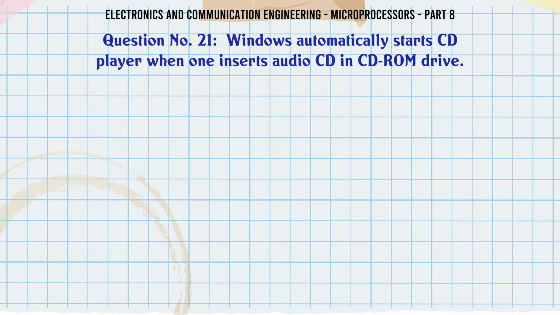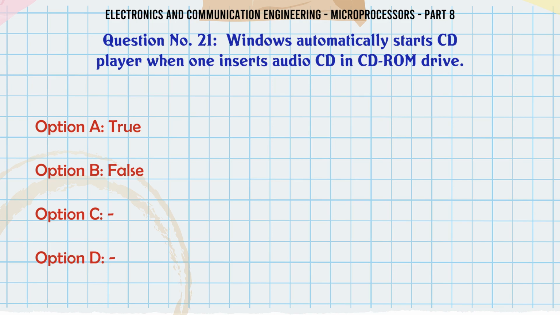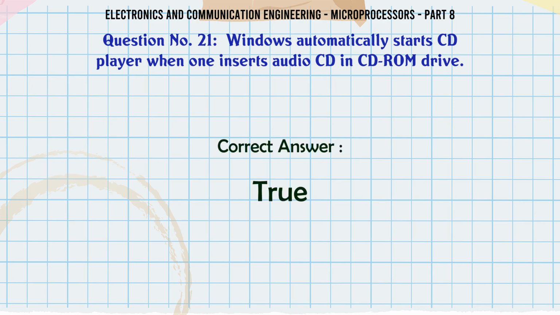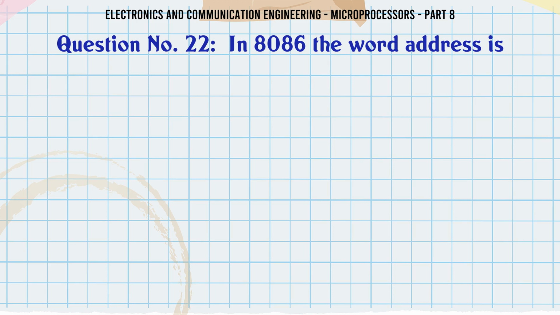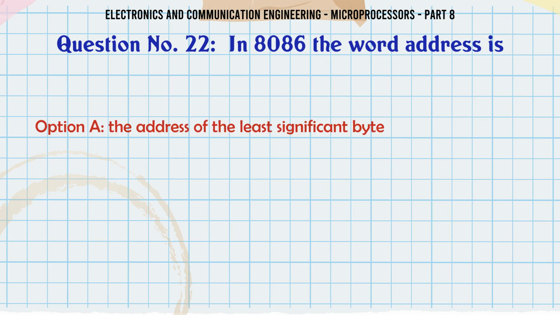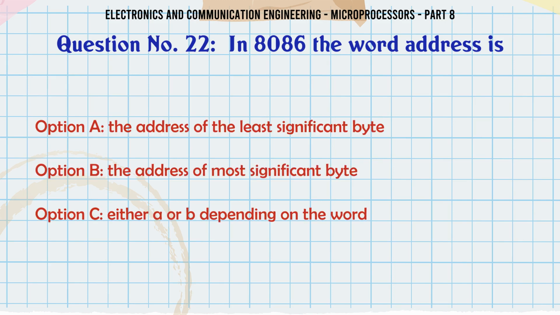Windows automatically starts CD player when one inserts audio CD in CD-ROM drive. A, true; B, false. The correct answer is true. In 8086 the word address is: A, the address of the least significant byte; B, the address of most significant byte; C, either A or B depending on the word; D, neither A nor B.